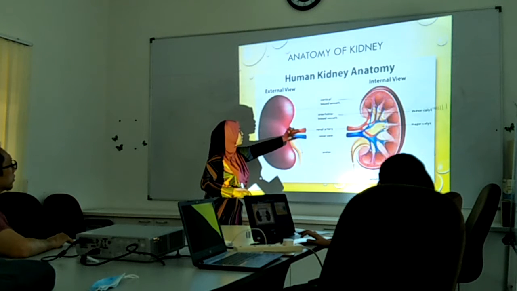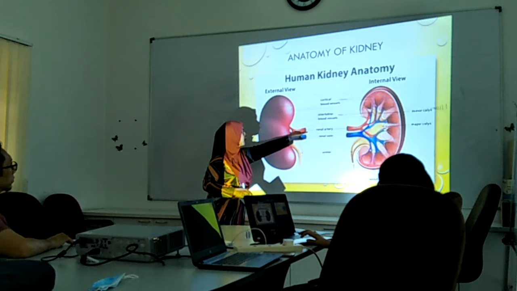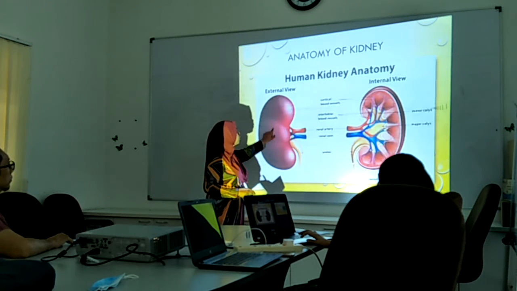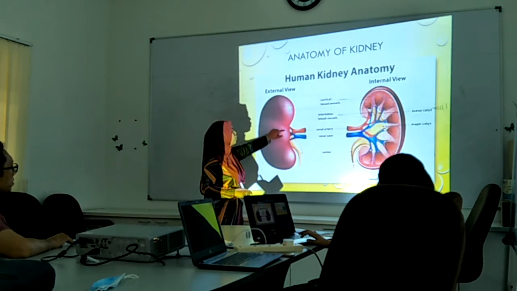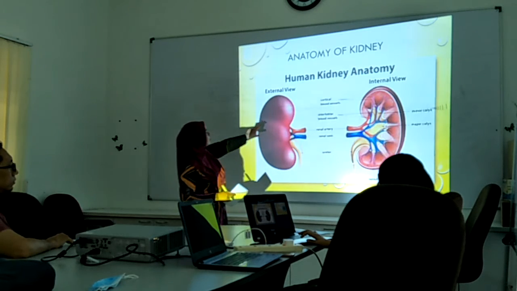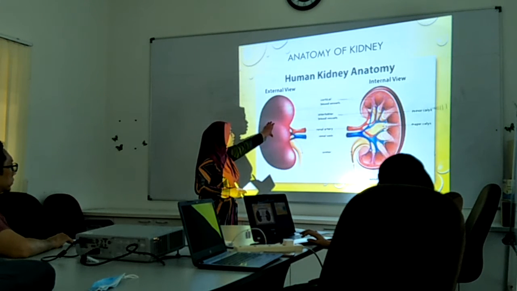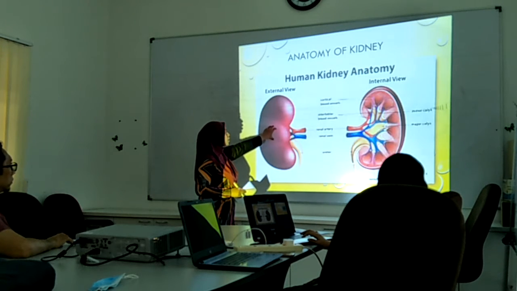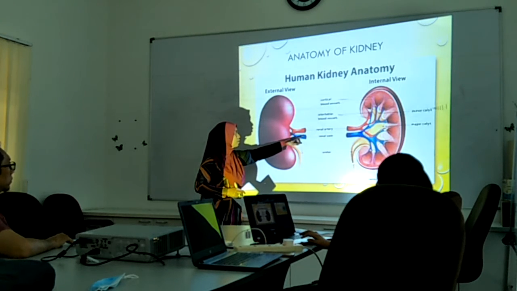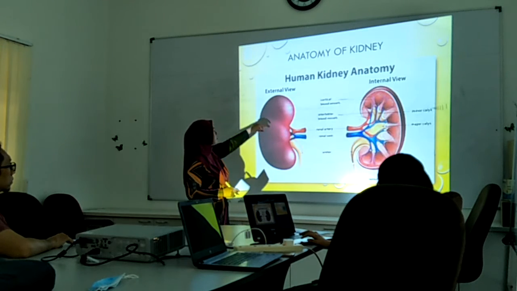We have here the renal artery and renal vein. The blood comes from the renal artery and is filtered here in the interlobular blood vessels. All the nephrons, all the loop of Henle, all the tubules located here, filter the blood and excrete it out through the renal vein.